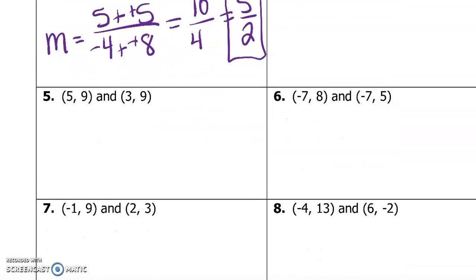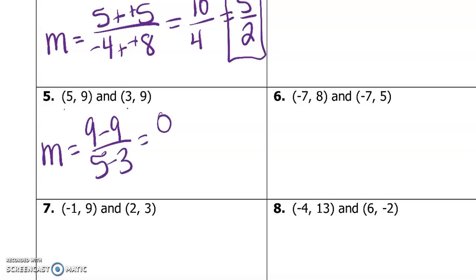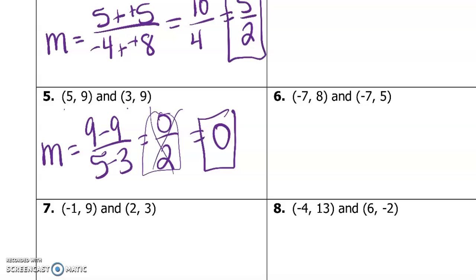Number 5. The y's are the same, so it really doesn't matter at all what order you go in. Then I'm going to do 5 minus 3 for my x's. 0 over 2, remember that's going to be 0. So make sure just 0 is your answer. If you leave it as 0 over 2, that will be counted incorrect. 0 divided by anything is just 0.